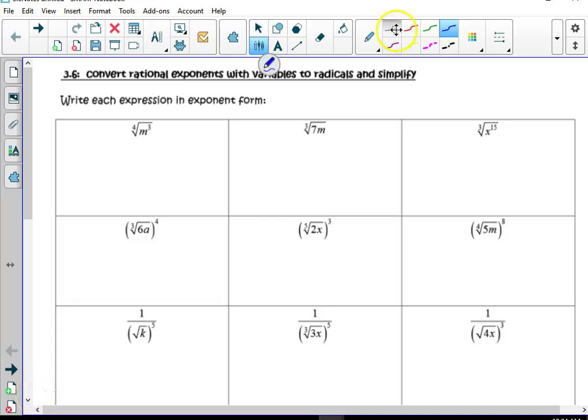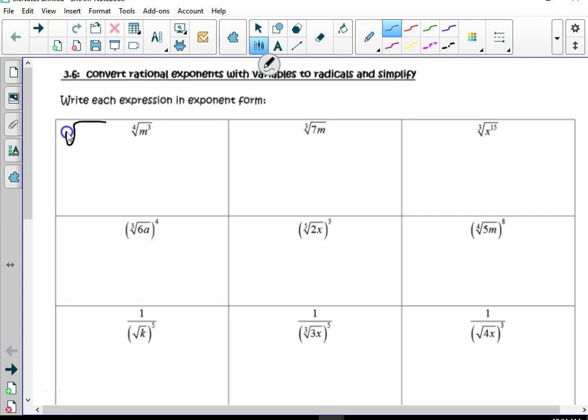All right. Here we go. Last section. Yes, 3.6. We're going to do the same thing we just did, except with letters. So this is no different. Don't freak out with this letter. It's the same concept. So let's step back.